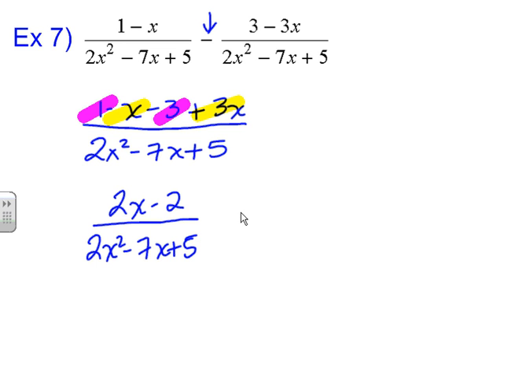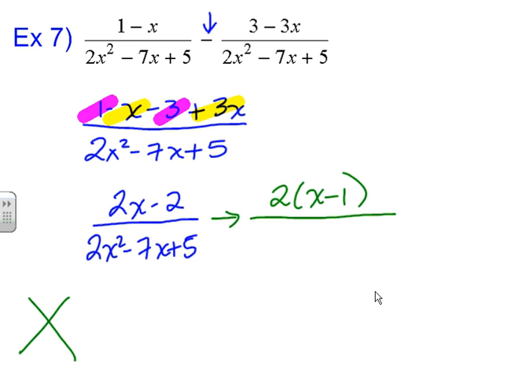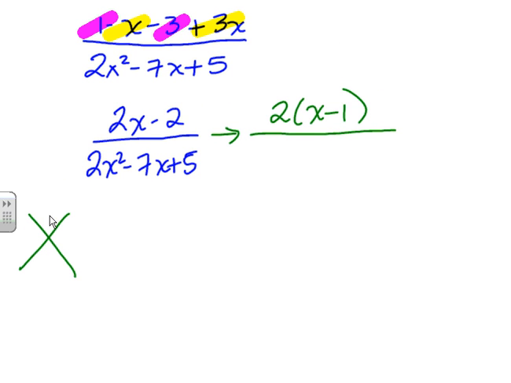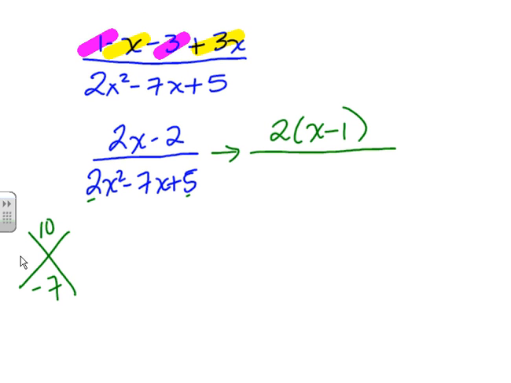When we take a look at our numerator, we can factor out our greatest common factor of 2, leaving behind x minus 1. And we're going to use the diamond method to help us factor the trinomial on the bottom. What we need is a positive 10 because it's a times c, so 2 times 5 on top, and negative 7 on the bottom. The two numbers are going to be negative 5 and negative 2, and we rewrite the middle term. So we get 2x squared minus 5x minus 2x plus 5.